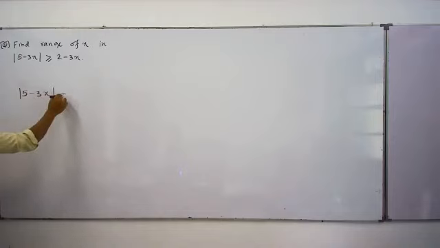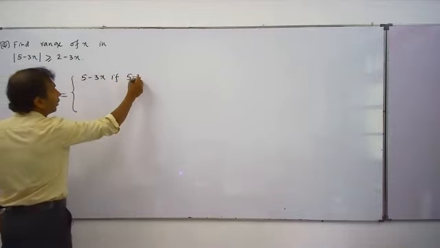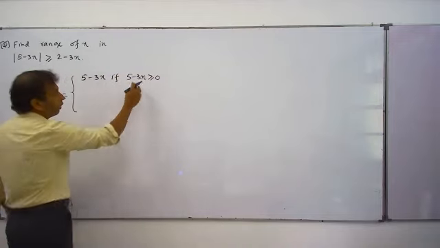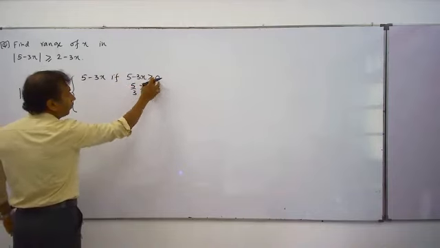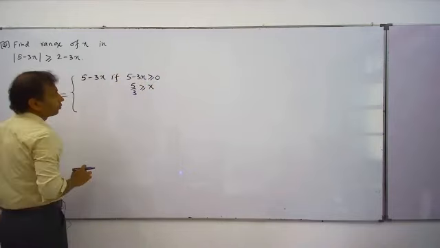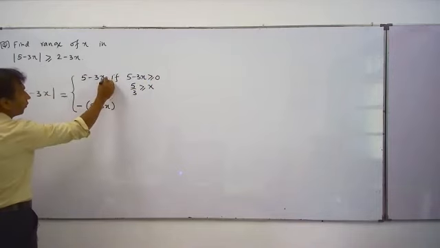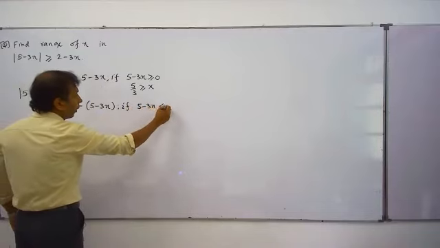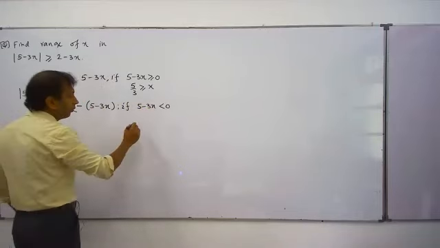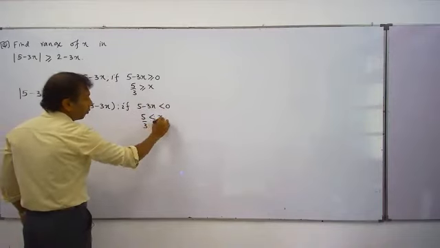its modulus is equal to the same 5 minus 3x if 5 minus 3x greater than or equal to 0. Take the right hand side and divide by 3. Then we get 5 by 3 greater than or equal to x. Correct? Take the right hand side, we get 3x divided by 3, 5 by 3. This will be equal to minus of 5 minus 3x if 5 minus 3x less than 0. That means, people, 5 less than 3x divided by 3. This way we get.